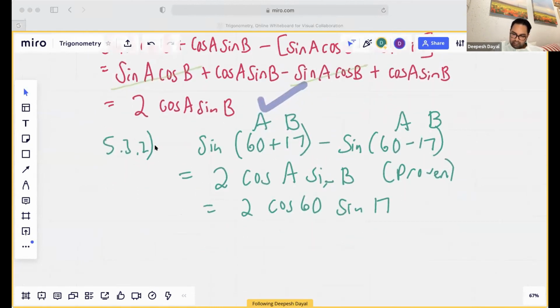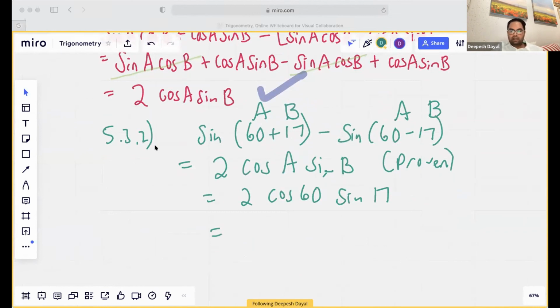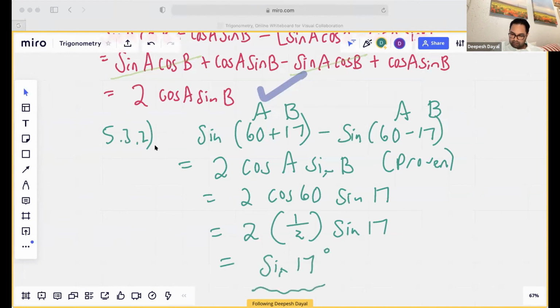Okay. And this is without a calculator, so you're going to have to know your special angle rules with either the Venn diagram or the triangles. What is cos 60? So 2 cos 60 is a half times sine 17. So 2 times a half is 1. So we end up with just sine 17 degrees.